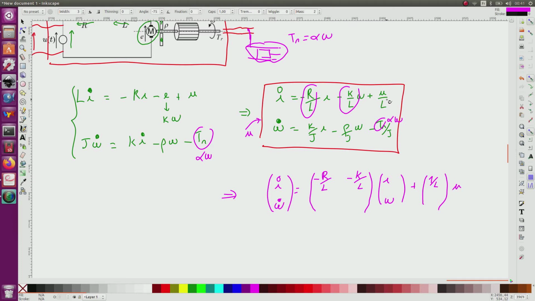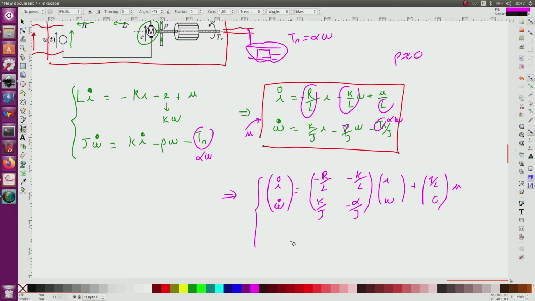Okay, due to this, for the second row I will have kappa divided by J, I. And here, in the exercise, we consider that rho is almost equal to 0, so I can neglect it. So I will neglect it now. And I will obtain here minus alpha divided by J. And 0 here.